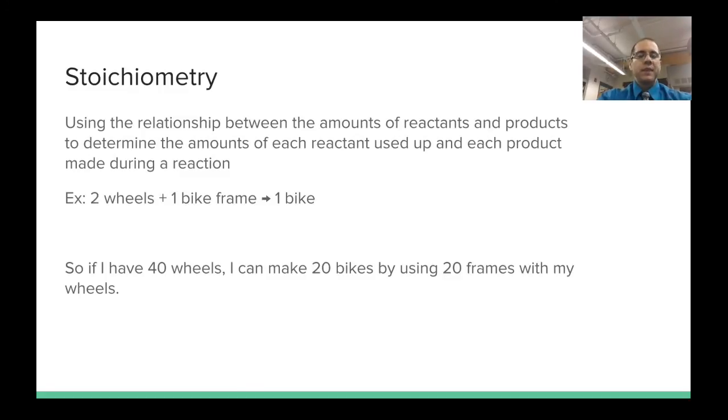For example, if we have a bike factory, we know that there's a relationship between the amount of ingredients and parts that we have and how many bikes we can make. For example, we know that there's 2 wheels required for every 1 bike frame to make 1 bicycle. So if in my store I had 40 wheels, I know that I could make 20 bikes by using another 20 frames. This means that I'm not going to go out and buy 21 or 22 frames if I don't have enough wheels. I need to know exactly how much of everything I have.